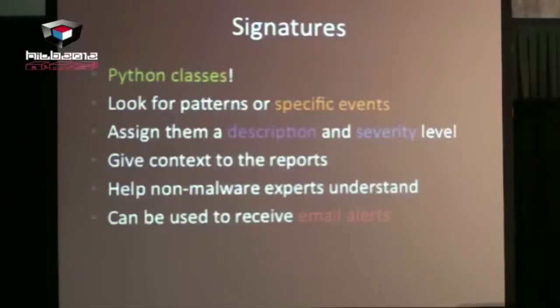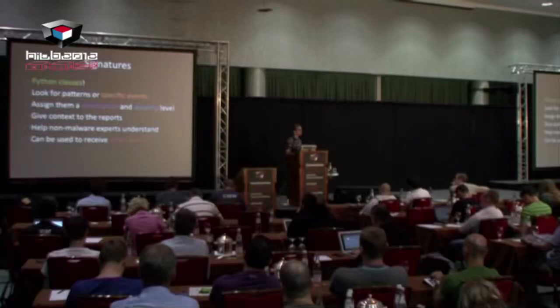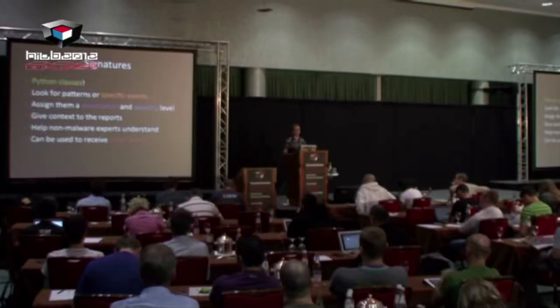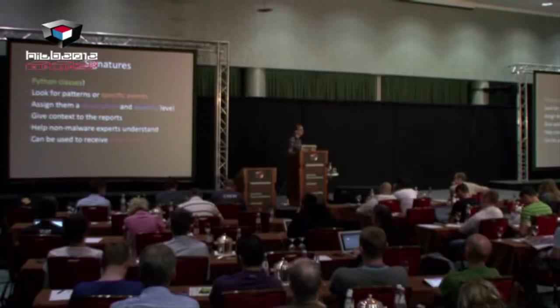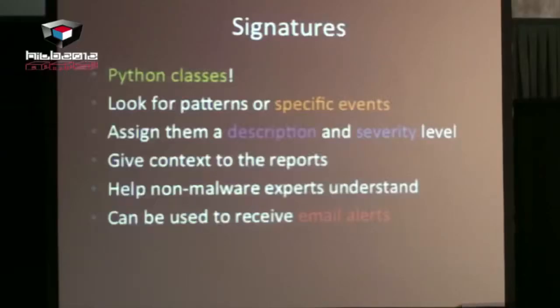And then you have signatures. Signatures are, again, Python classes, and are used for looking for specific events. If you're running a lot of malware and you want to find just a specific type of malware, a specific type of information, then you can create a signature that defines some condition that is executed on the results. If this condition matches, it means that it's something that you want to take a deeper look at.